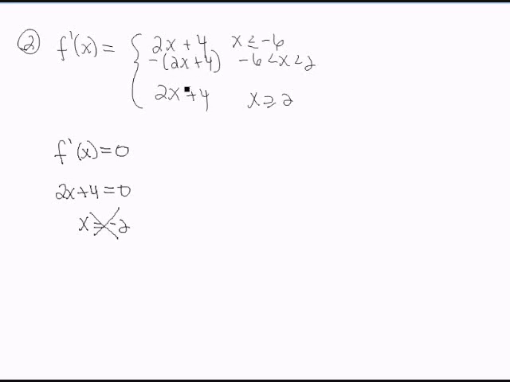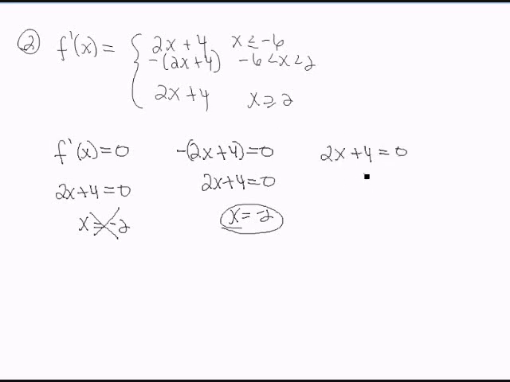Setting the middle piece equal to 0, dividing by negative 1, I get 2x plus 4 equals 0, and x equals negative 2. Since negative 2 is in the interval from negative 6 to 2, here is a critical value. And likewise, when I look at the last piece of my piecewise function, clearly this is going to be negative 2 again. However, it's not in this interval. So the only critical number we got out of this was negative 2. So our critical numbers are x equals negative 6 and x equals 2 because the derivative was not defined at those points, and x equals negative 2 since f prime of negative 2 was equal to 0.